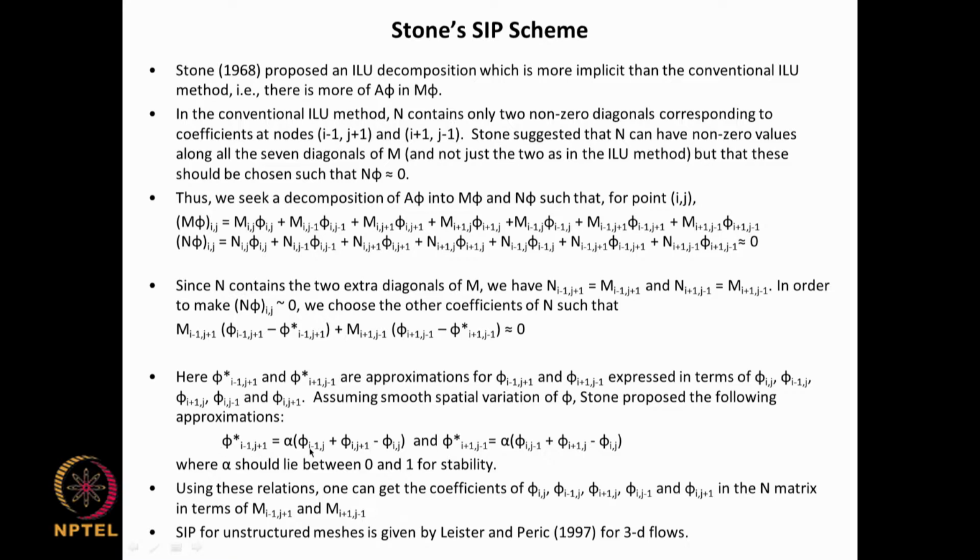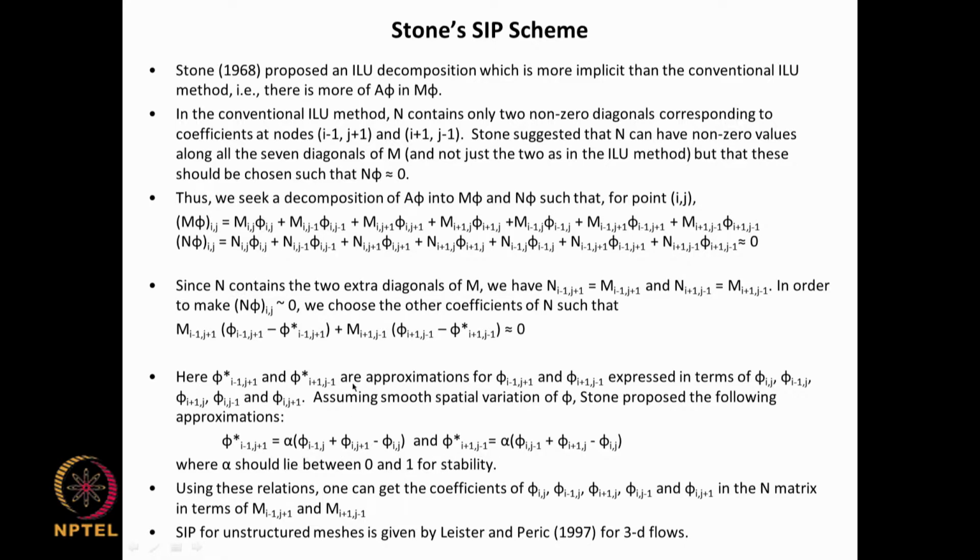We have i minus 1 j here, and i j plus 1, and i j. So these are some approximation, something like the finite difference approximation for phi i minus 1 in terms of these neighboring quantities, and similarly you have phi i plus 1 j minus 1 expressed in terms of this, and you have an alpha which is a factor, something like a fudge factor, which we need to make sure that it is stable.